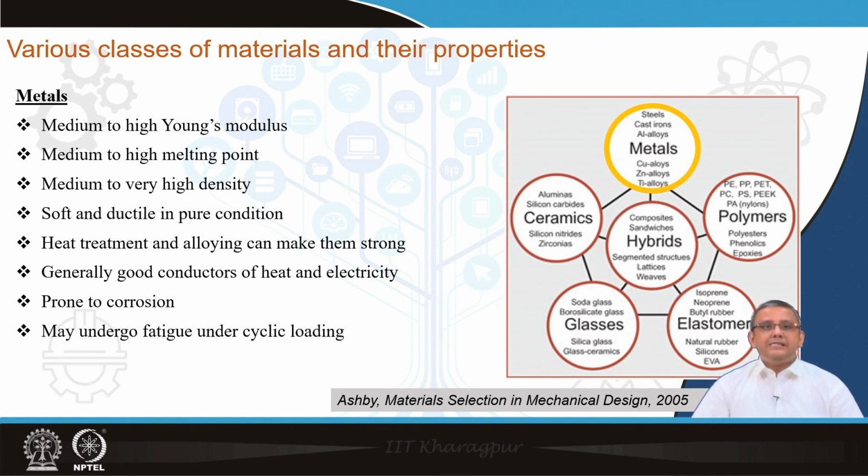Now, apart from this medium to high melting point and Young's modulus, one of the drawbacks for metals in lightweight applications is their high density. The high density of the metals is because of the relatively high atomic mass of the elements and also the relatively high packing factor. So, if you see densities of metals, iron has a density of almost 8.